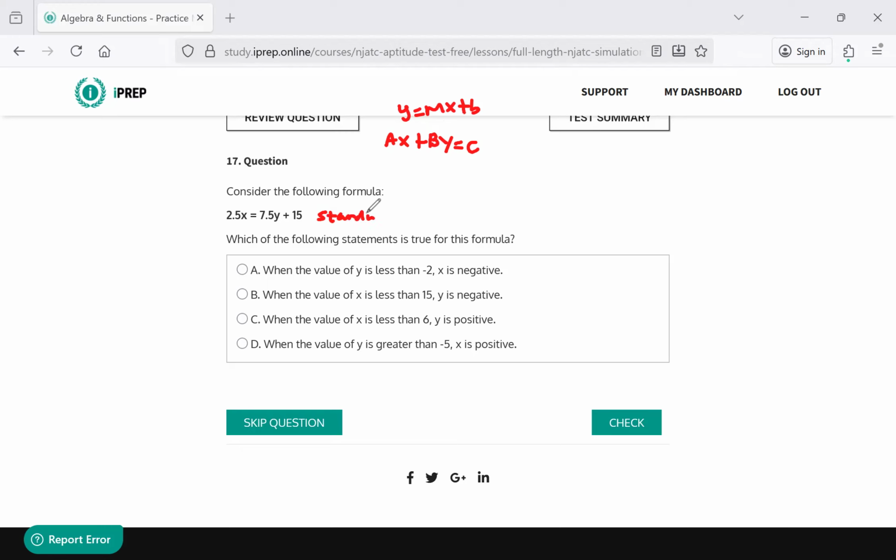What I would do on this one, 17, is I would probably graph this, right? I would graph this. How would I graph this?